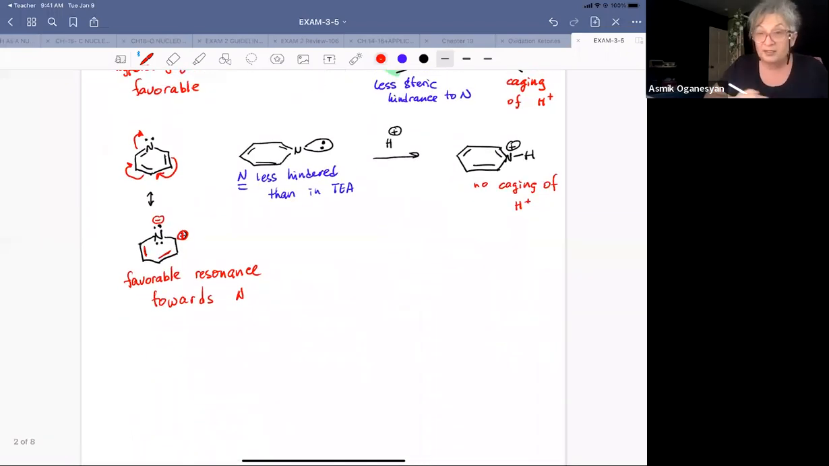And on the other hand, if nitrogen will be losing electron density through induction or through resonance away from it, that is going to be an unfavorable effect for basicity. So let me show you a couple of examples.